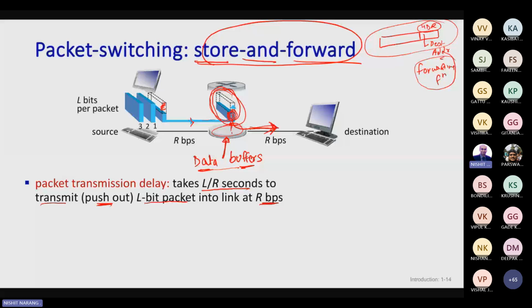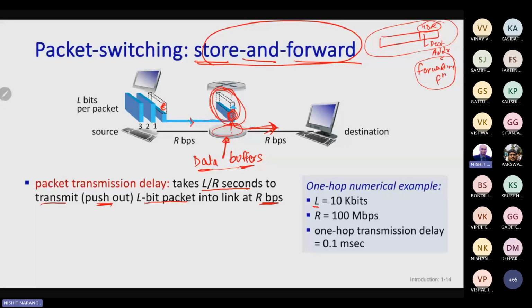So let's look at some practical numbers. Let's say L is 10 kilobits. That's the number of bits, 10,000 bits, or 10 into 2 raised to power 10 bits, which are being carried in one packet. If the throughput of the communication link is 100 Mbps, which is normally the broadband connectivity we have at home, then the amount of time it will take your laptop to put a 10 kilobit packet onto the communication link will be L by R, which is 0.1 milliseconds. So it takes 0.1 milliseconds for one packet to empty out on the communication link.